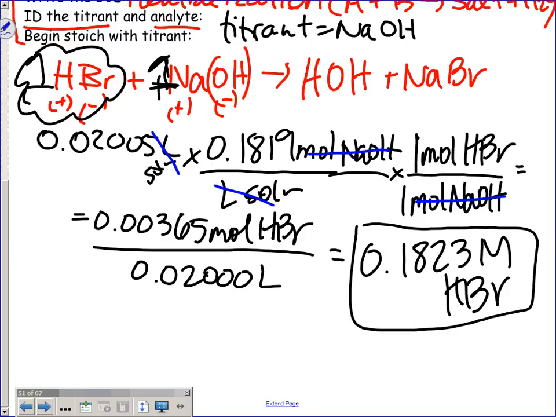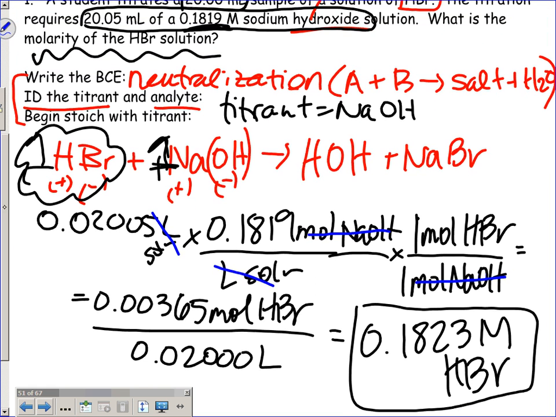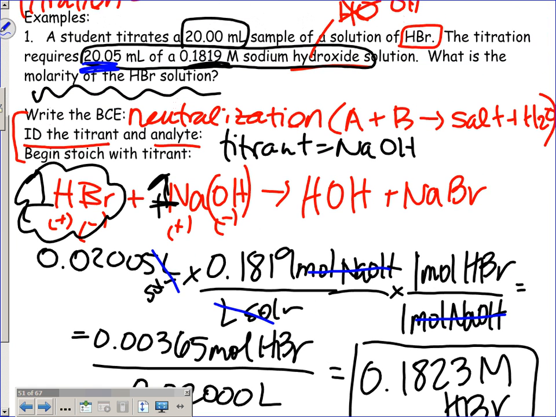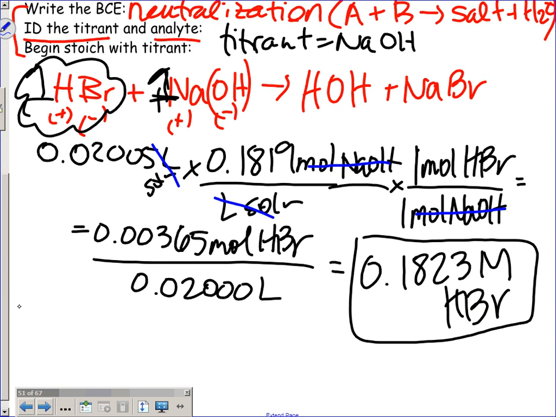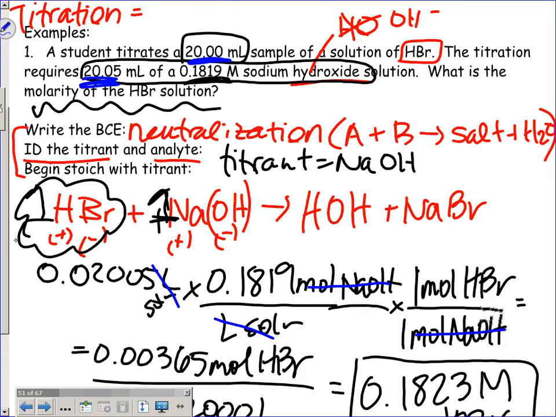Basically, didn't I use almost exactly the same volume for both of these? 20.05 and 20. Well, if I use almost exactly the same liters, and it's a 1-to-1 ratio, I should probably have really close molarities because everything's pretty equivalent. Don't I have really close molarities? 0.1823 versus 0.1819. Yeah, that should make sense because they're just reacting in a 1-to-1 ratio.